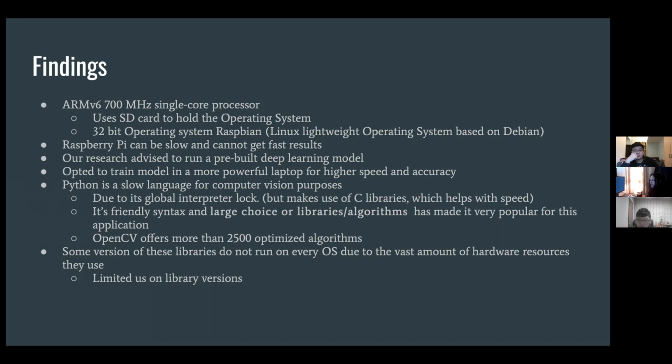Some versions of these libraries do not run on every operating system due to the vast amount of hardware resources that they use. And so that limited us on which versions we could install in our Raspberry Pis.